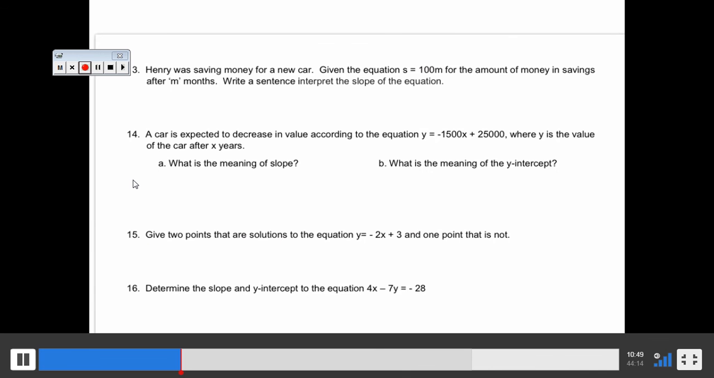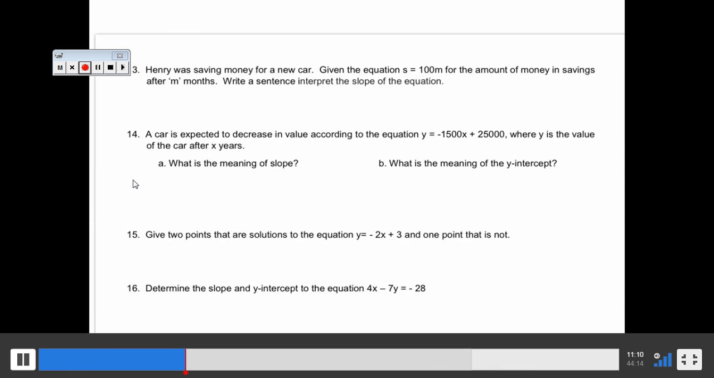Number 13, Henry was saving money for a new car. The equation S equals 100M for the amount of money in savings after n months. Write a sentence to interpret the slope of the equation. So you could just say that he is saving $100 per month in his savings.